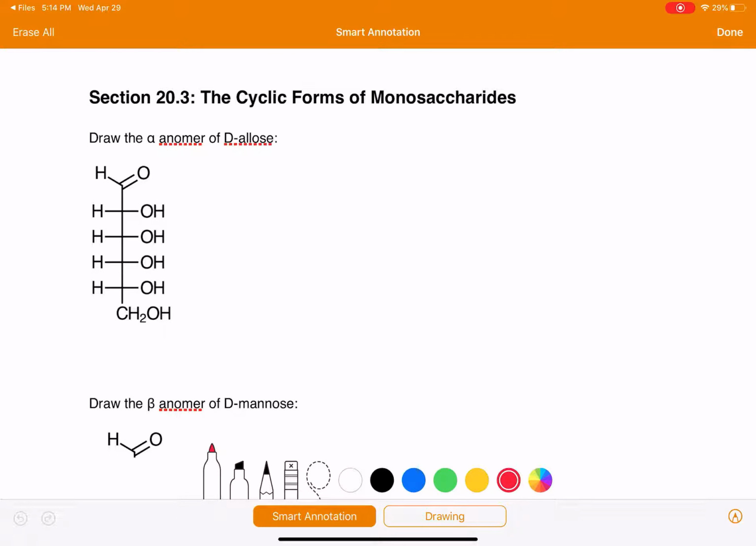Here is more practice for you drawing these Haworth structures. When you are given a straight chain and you are asked to draw in the cyclic form, the first thing that I always do is draw my ring template. So the ring template is going to depend on whether you have an aldose or a ketose. If you have an aldose, which we have, then the ring will have the 6-membered shape. It's going to look like that.